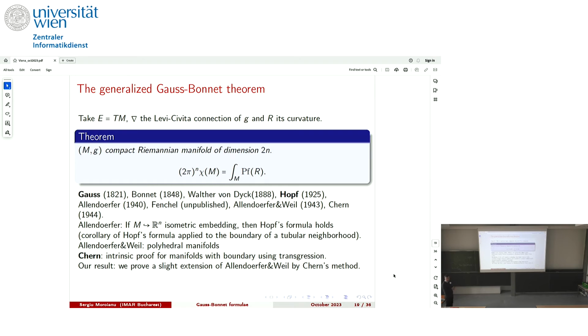So as I said, the history is very complicated. The formula says you integrate the Pfaffian form and you get this topological invariant. The formula basically is due to Hopf, but he only proved it for hypersurfaces. Then Allendoerfer and Fenchel extended it to surfaces in Euclidean space, but not hypersurfaces. Then Allendoerfer and Weil gave a full proof, but by using the tool of decomposing the manifold in polyhedral manifolds. And then finally, Chern gave an intrinsic proof, a very nice proof.